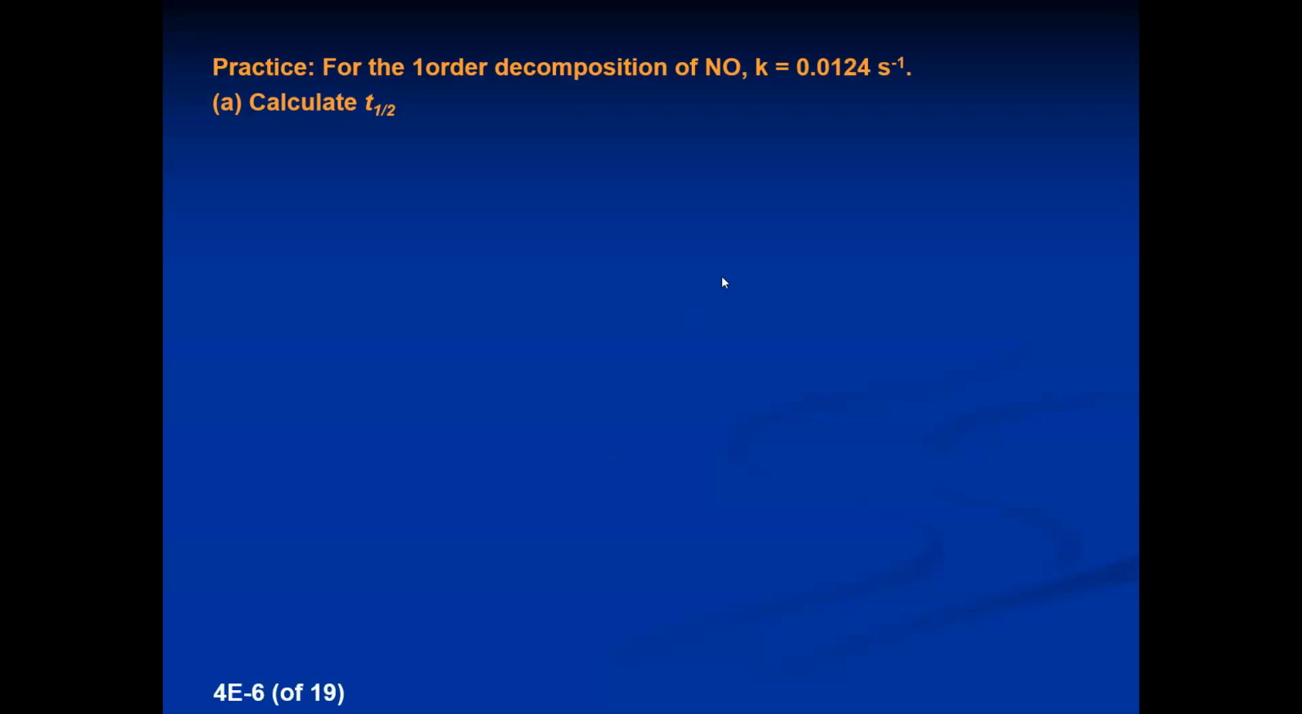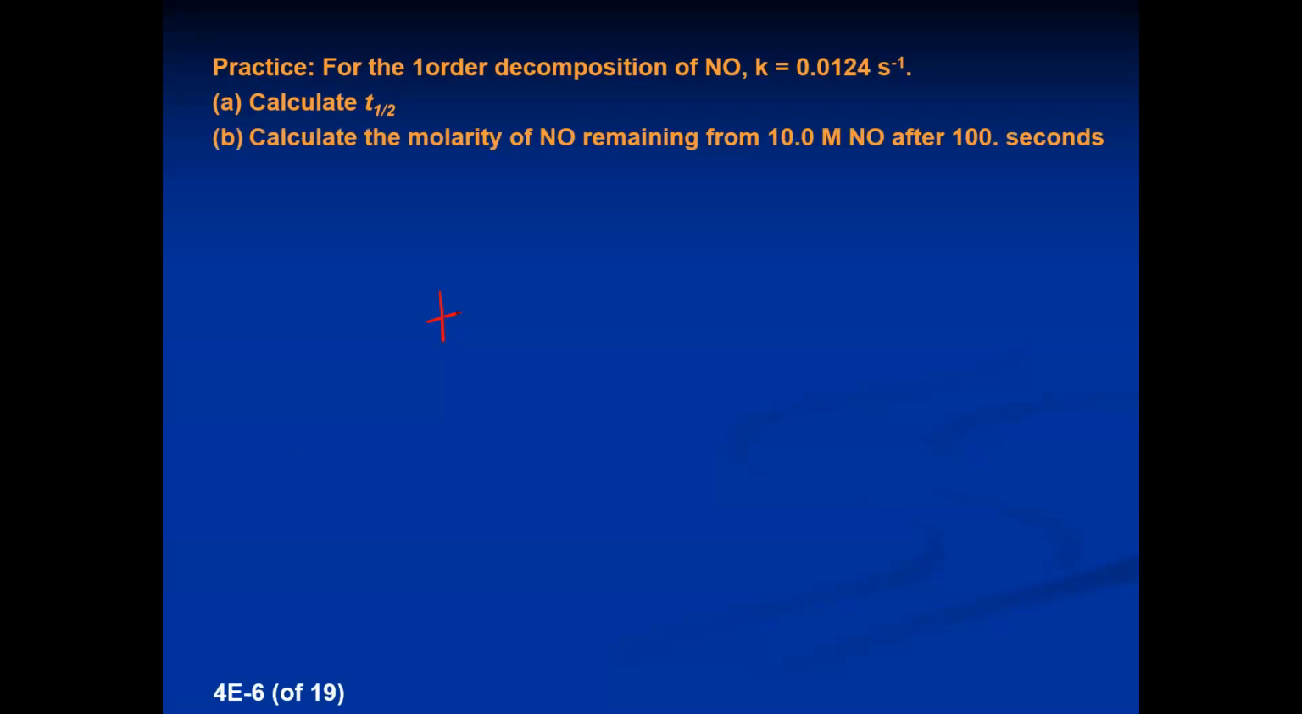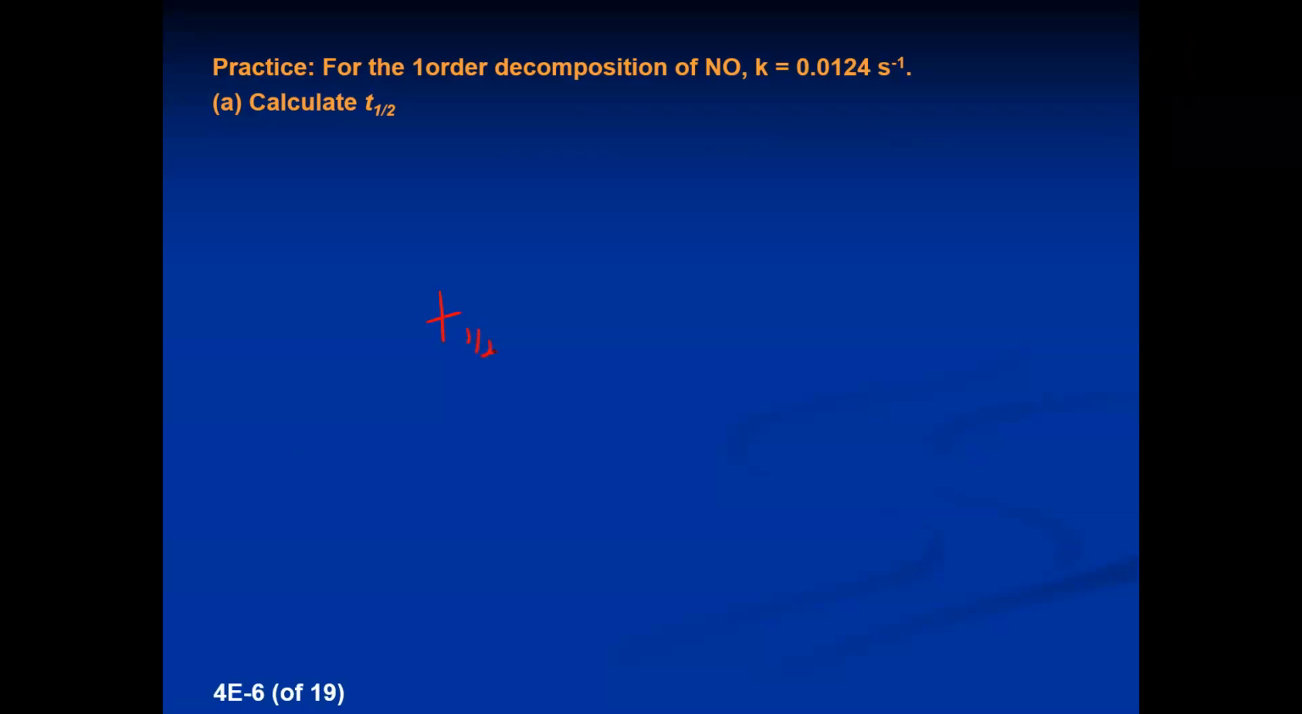So I see a few of these. Calculate the half-life for this one. Yes, I see tons of these. Okay, so for a half-life, we decided this was going to be first order, so we just look it up. It's ln of 2, or 0.693, over K. And so this ends up being 0.0124 inverse seconds. And our answer is, yes, 55.9 seconds.